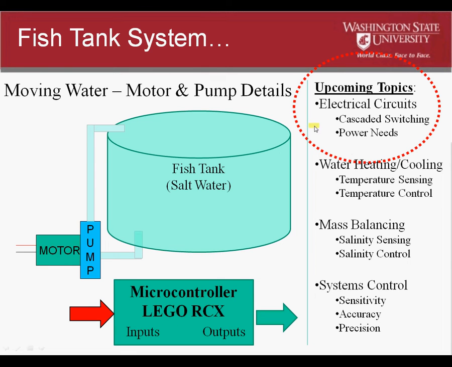Now we'll move into the electrical circuits, specifically cascaded switching and power needs. We'll be working on concepts in electricity, and then later, of course, we'll be working on water heating and cooling and the temperature sensor associated with that, mass balancing and for the salt content and the sensor associated with that, and then finally we'll put the system together and work on control.